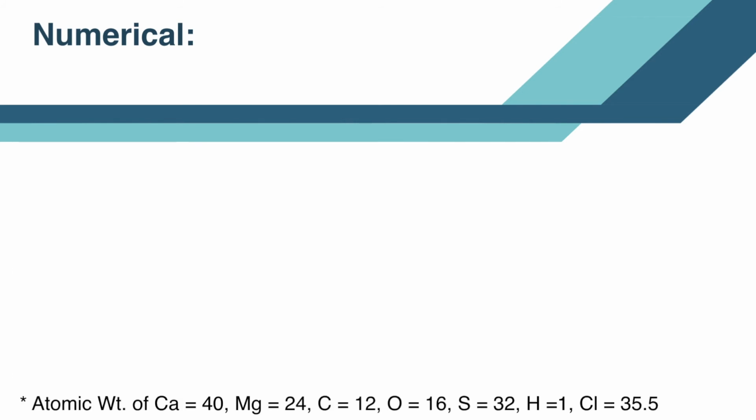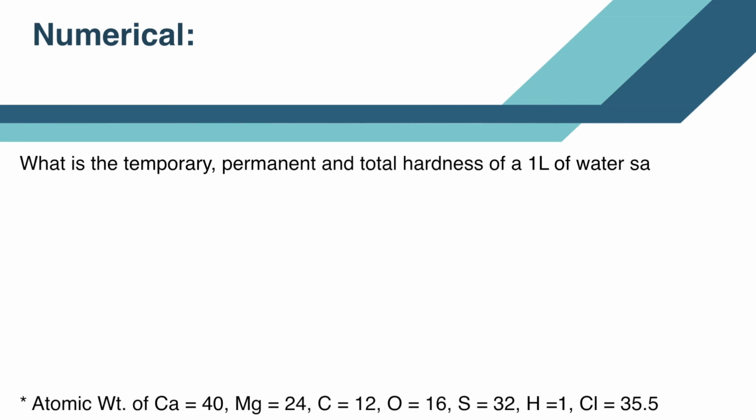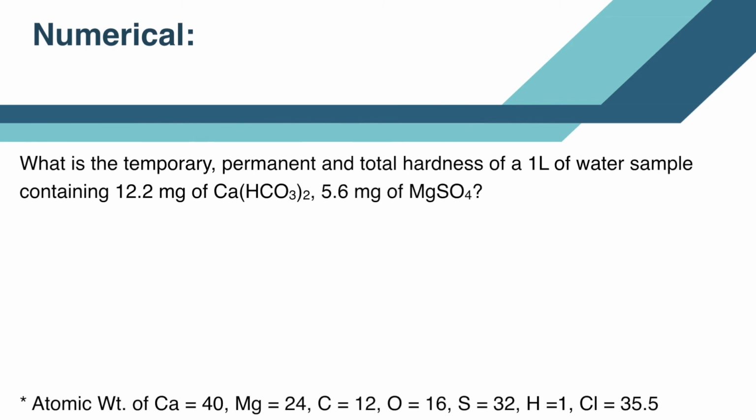Here I have solved one numerical for you. What is the temporary, permanent, and total hardness present in your water sample of 1 liter containing 12.2 milligram of calcium bicarbonate and 5.6 milligram of magnesium sulfate? Remember, what is your first job? Identify which salt is giving you temporary hardness and which salt is giving you permanent hardness.